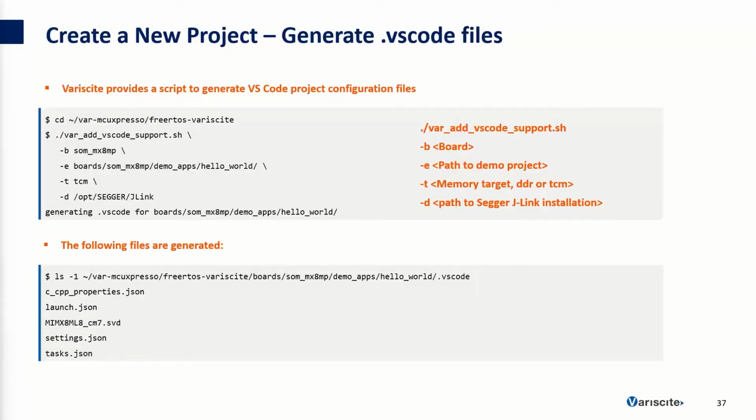Okay, to help create the .vscode configuration files for compiling and debugging, Variscite provides a script called var-add-vscode-support.sh. To use this script, you just need to pass the board, which for us is SOM_MX8MP, the project path, we'll use the Hello World one, the target memory, either DDR or TCM, and a path to the Segger J-Link installation. After running this command, we can see below that the .vscode directory is created in the Hello World project folder. In the next slides, we'll look at each of these files and highlight some of the relevant or interesting content.